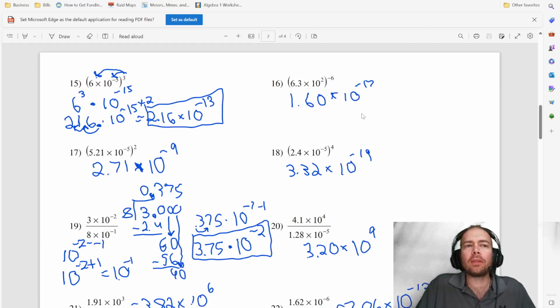So with this problem number 15, the thing that you see at the very, very top is some arrows. I am distributing the power of 3. So the 6 gets a power of 3 and the 10 to the negative 5 gets a power of 3. When you do a power to a power, you multiply. So the 10 to the negative 5 to the power of 3 became a 10 to the negative 15. So that's what happened there. It got multiplied. It became negative 15.